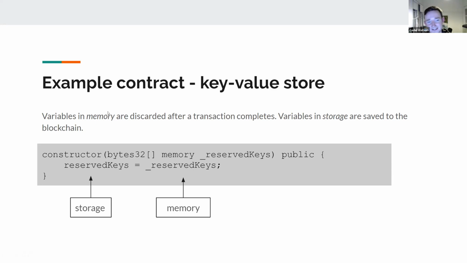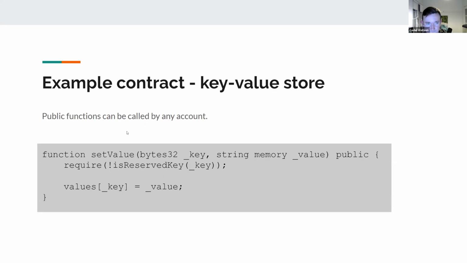So here what we've said is that this array that we're taking in is going to be in memory. So it will be deleted at the end of the transaction. And that's why it's got this little underscore. So, it's kind of private, it's temporary. But what we're going to do is copy the memory array into this storage array so that it actually stays on the blockchain and we can use it later. So hopefully that makes sense. Now, public functions can be called by any account, so the external user, whereas the private functions have to be called by another function in the same smart contract.